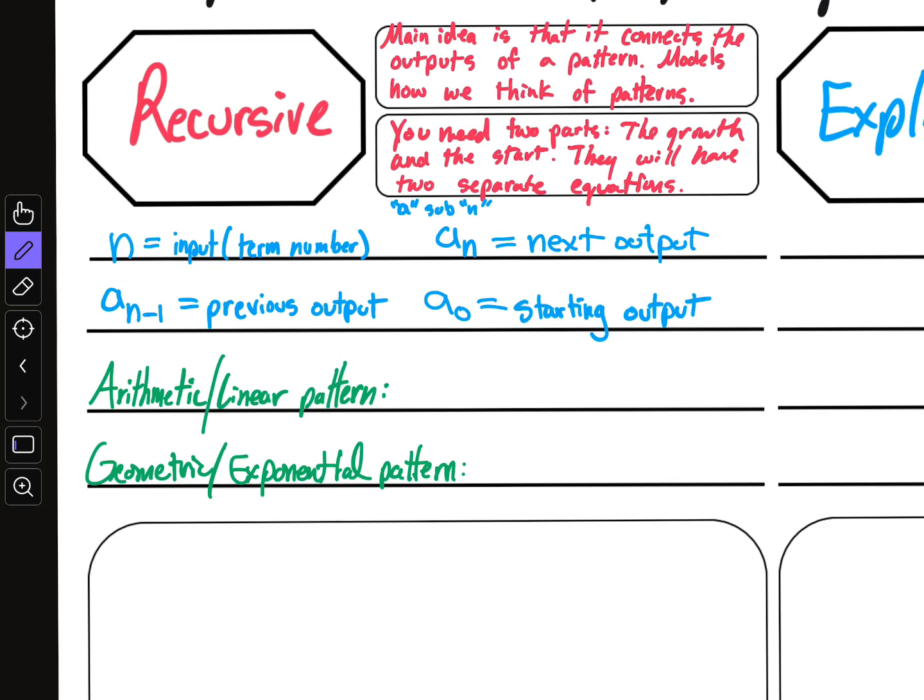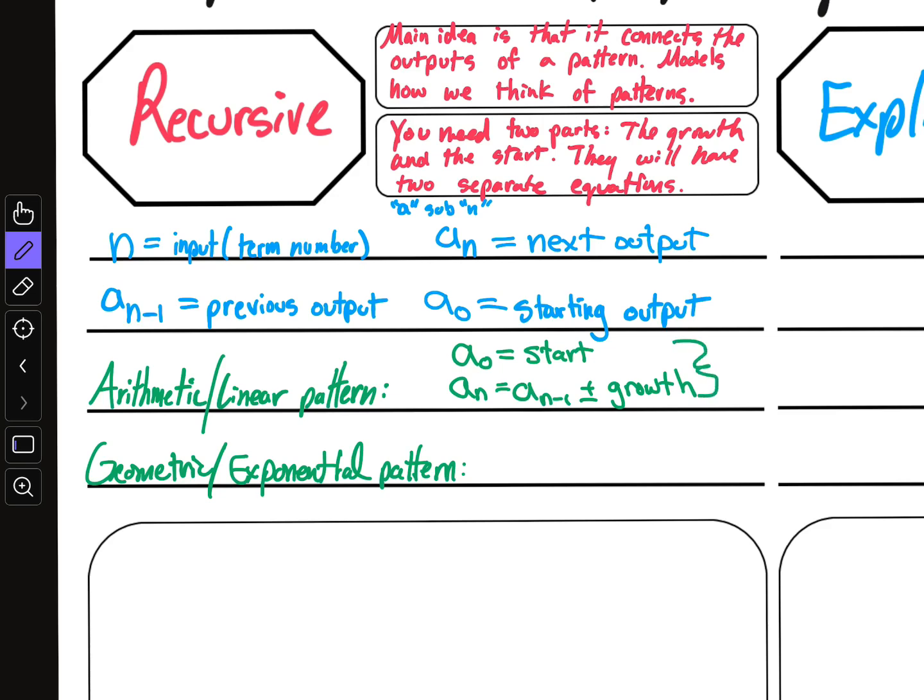All right. The first part of the equation would be a sub 0, and that would equal the start number. Normally in place of the start, I would put a number. The second equation that makes up the recursive formula is a sub n, our next output, equals a sub n minus 1, our previous output, plus the growth. If I'm adding 2, we'd put a plus 2 there. If I'm adding 5, plus 5. If we were subtracting, I'd put a minus 10, or a minus 3, or a minus 1 million, whatever it is. That whole thing together makes up the equation.